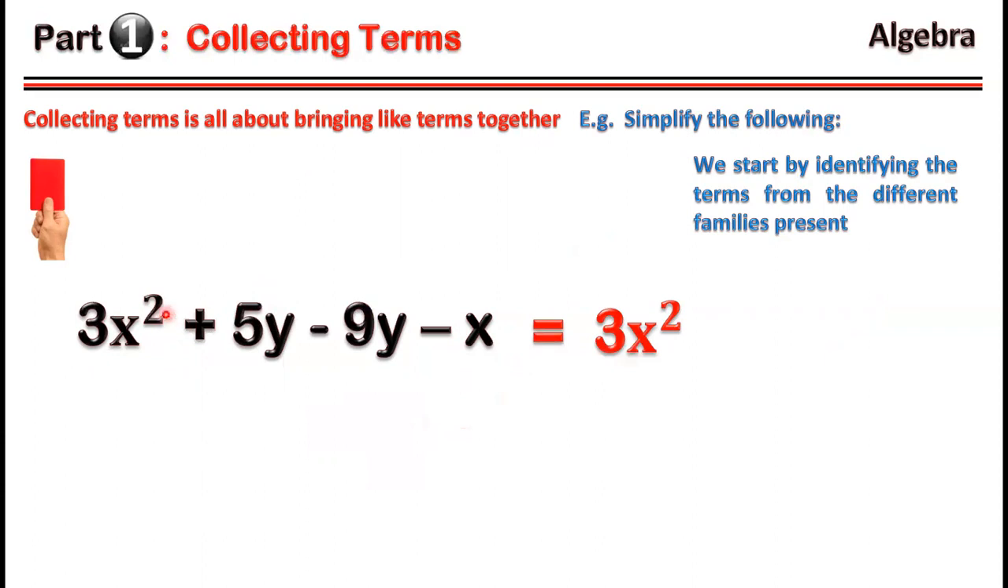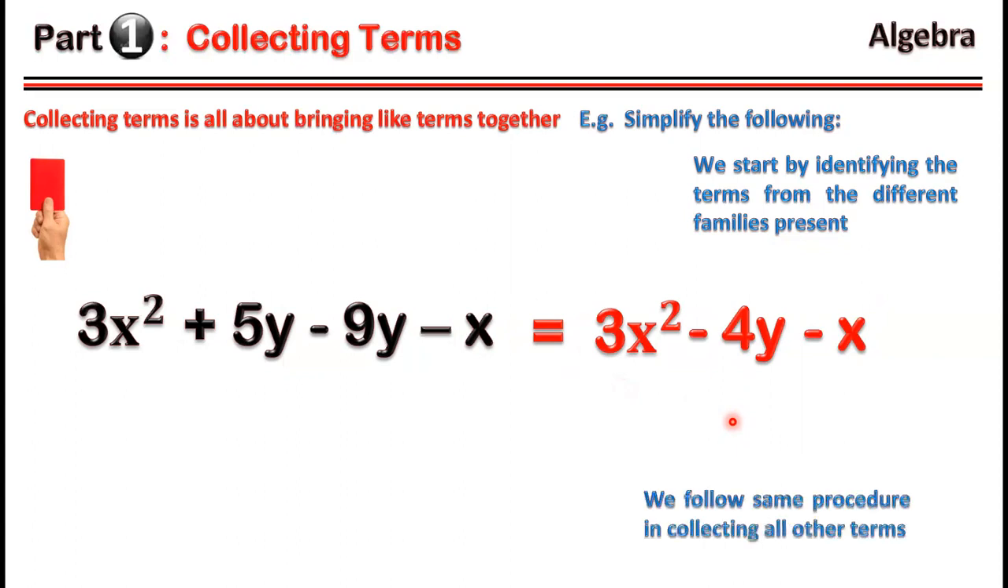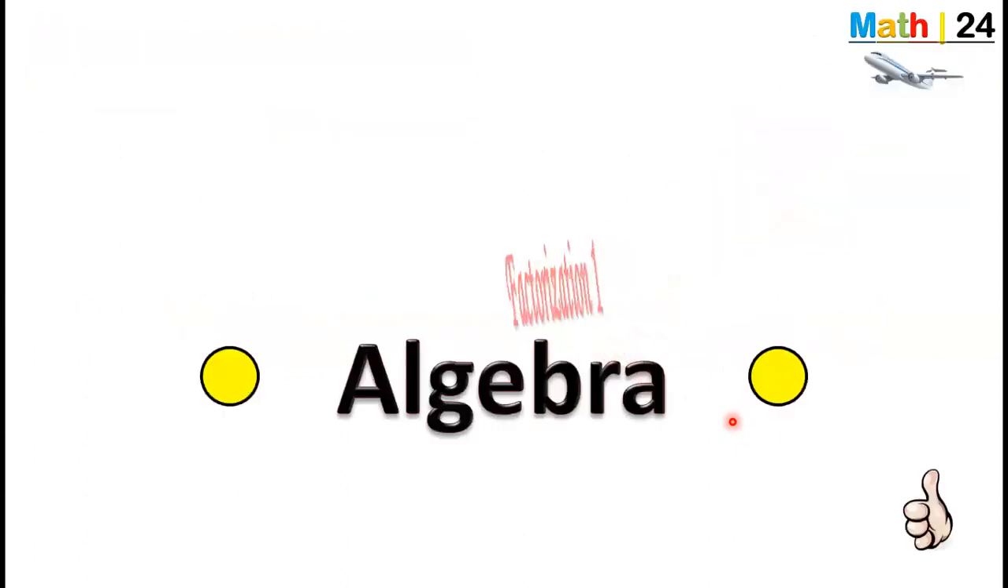Now, to simplify this, we have only one term from the x squared, so we have 3x squared. For the y's, we have plus 5y minus 9y, which gives us minus 4y, and minus x, which is alone. So when this is simplified, this is what we obtain. You must take note of this. So we follow the same procedure in collecting all other terms.